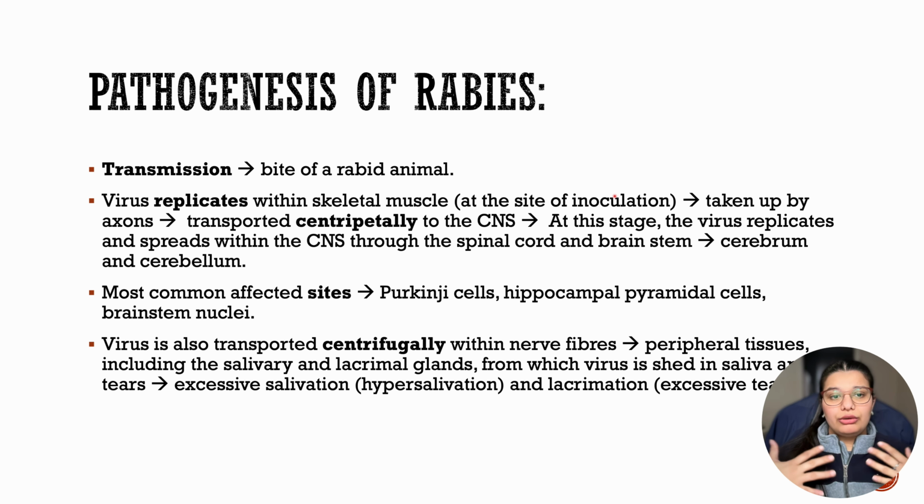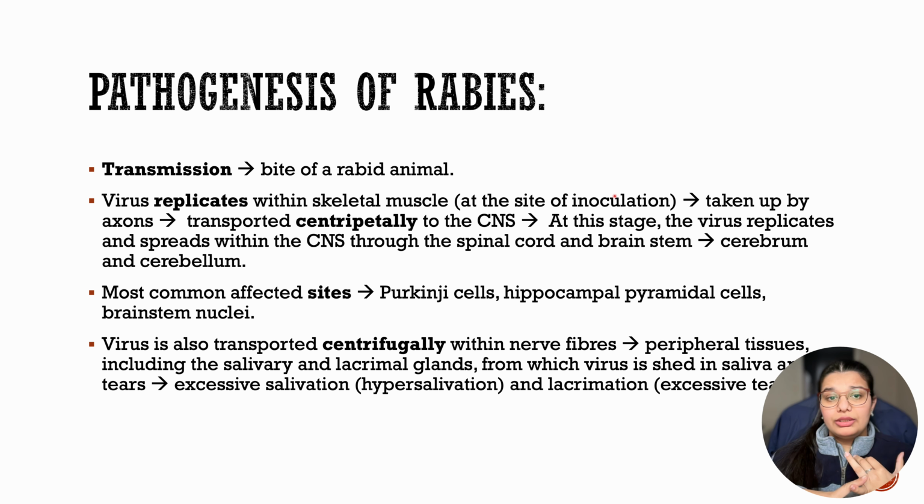Now, it would then transport the virus towards the central nervous system, and there the virus replicates within the central nervous system, through the spinal cord to the brain stem, up to the cerebrum and then the cerebellum. This is how it is transmitted and then replicates.